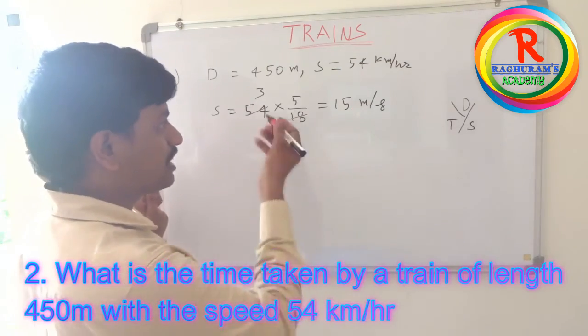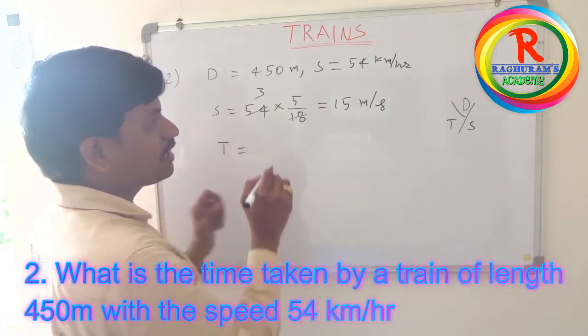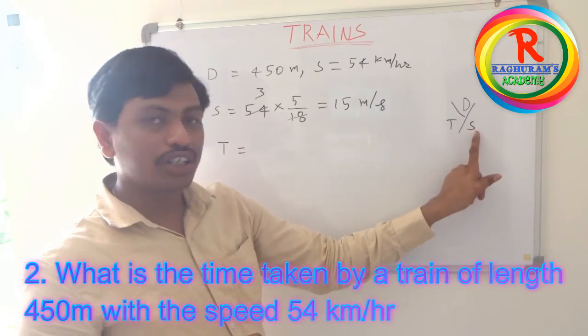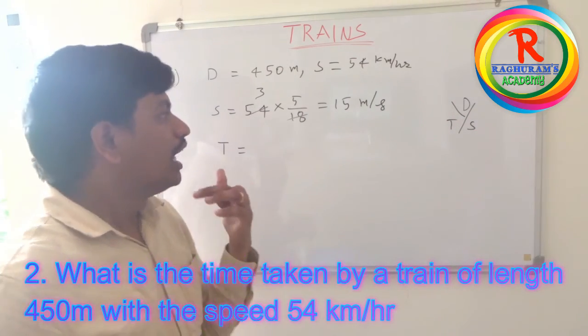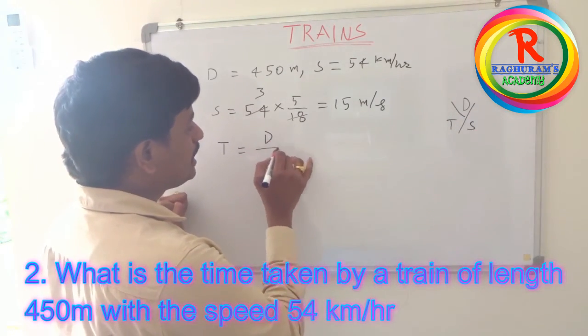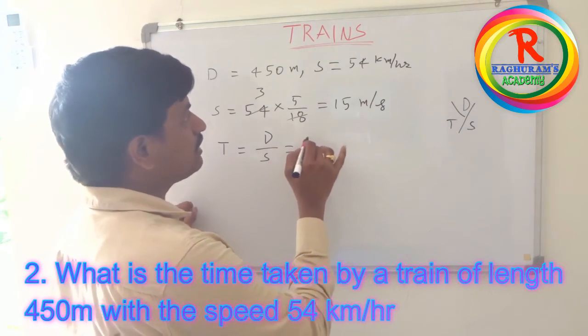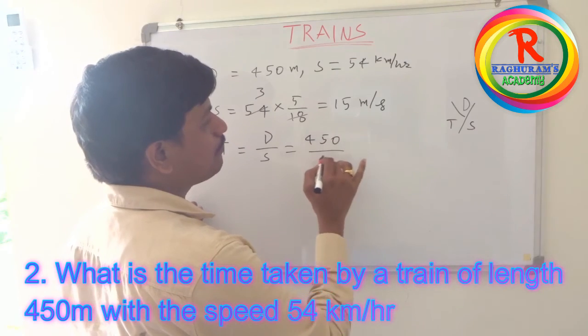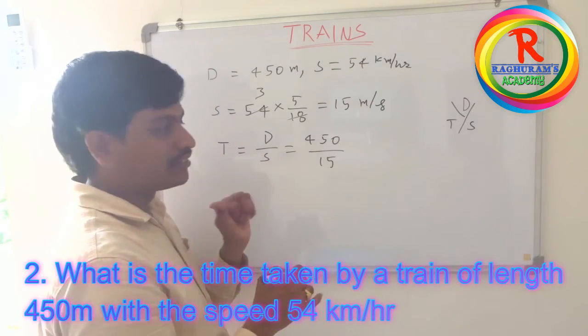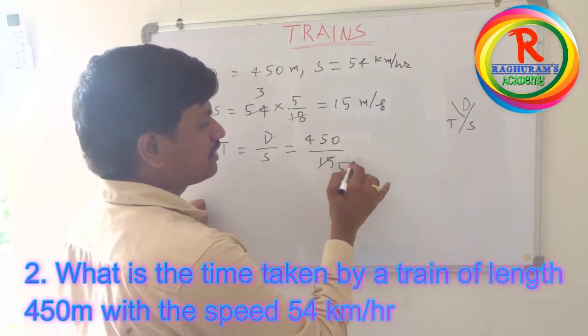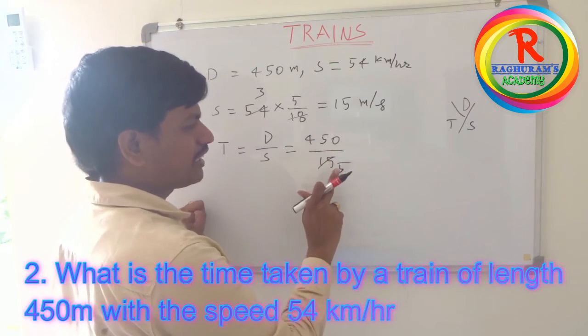So we can find time very easily. We need to find the time. Distance and speed are given. And what is the time formula? Distance by speed. And next here in this case, what is the distance? 450 meters divided by the speed, 15. Any cancellation? 3 5s are 15, and 15 3s are 45, so directly we can cancel.